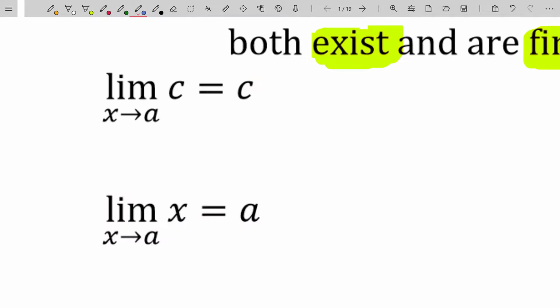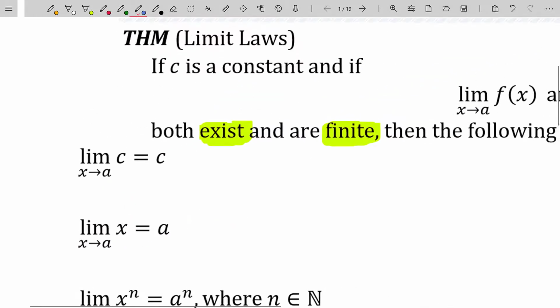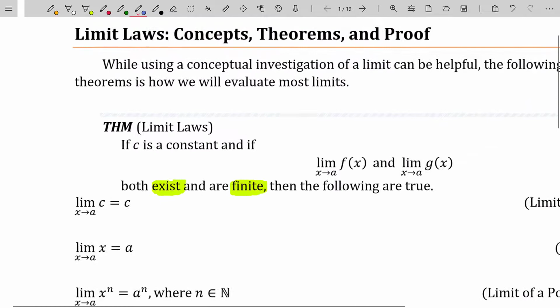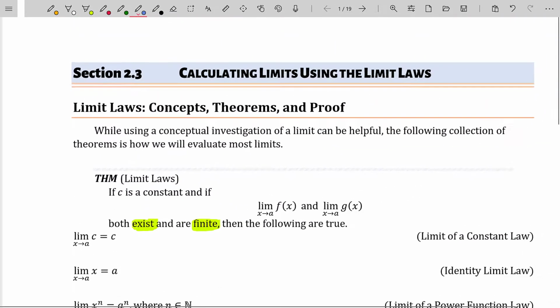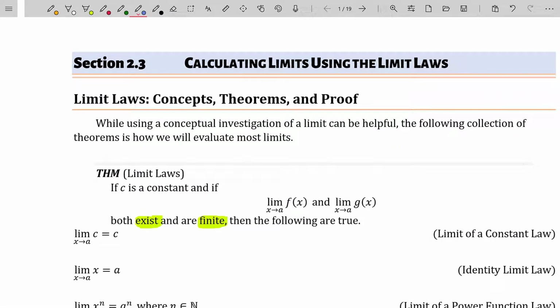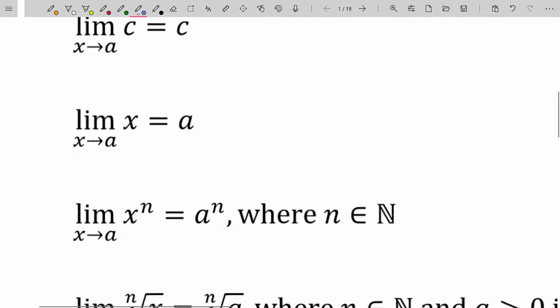By the way, these are not proofs. I'm not giving you proofs of these yet, because we do not have the mathematical technology to prove them. We need to have the precise definition of a limit to prove most of these. There's one of these that we can actually get away with proving, but the rest of them you cannot. That limit law is formally called the identity limit law.